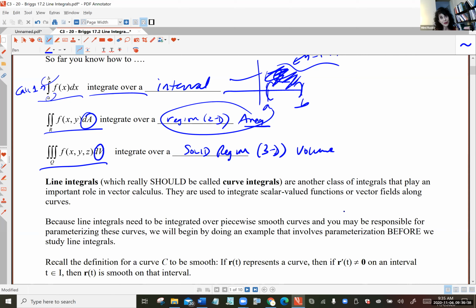Here it is, folks. Exciting. You know all these different kinds of integrals, and we're going to make you learn another one. Oh, man, I'm sick of learning new stuff.